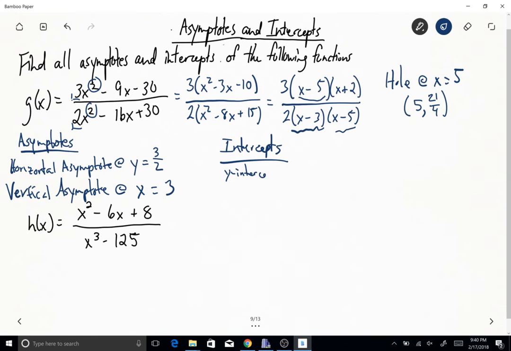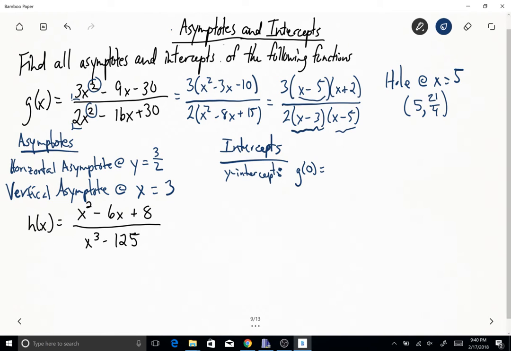And why is that? Why is the y-intercept so easy? Well, that has to be every time. That's going to correspond to g of 0. Or if it's an f function, it's f of 0 or whatever the case may be.